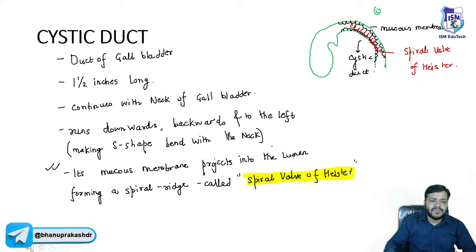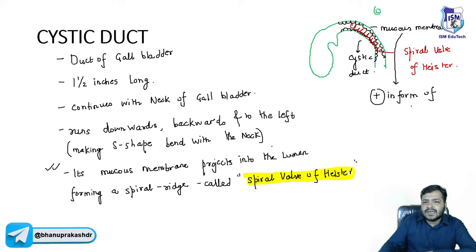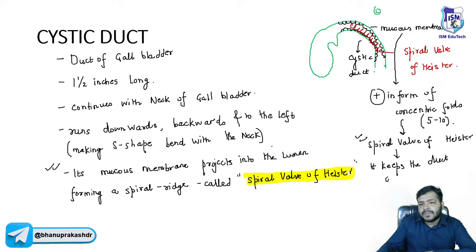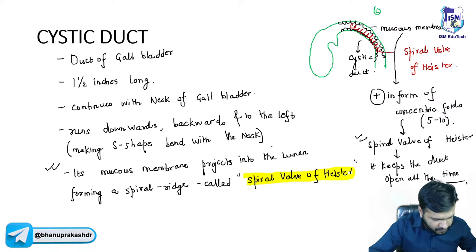So remember, the mucous membrane is present in the form of concentric folds, okay, 5 to 10. And these concentric folds are what is referred to as the spiral valve of Heister. And this spiral valve of Heister has an importance, beta. It keeps the duct open all the time, okay?